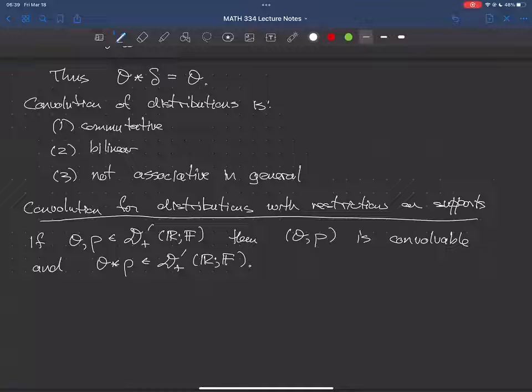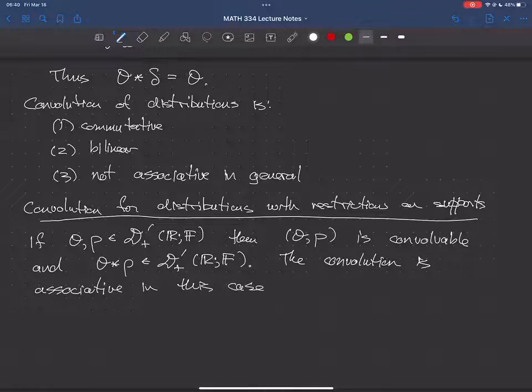So the convolution here is associative in this case, which is not true in general.